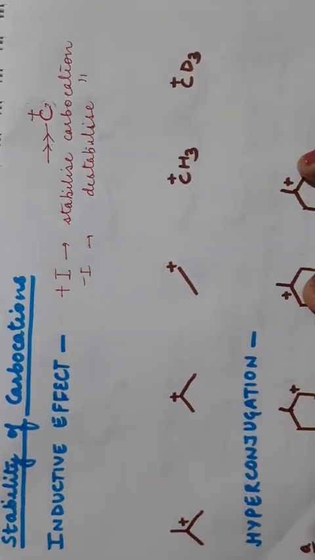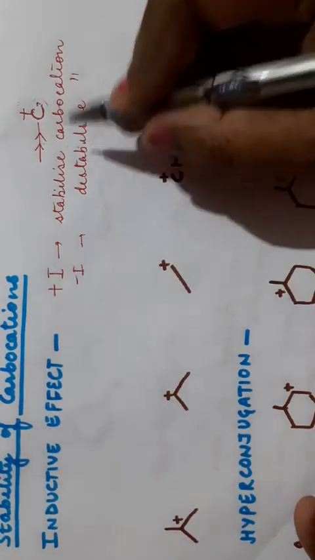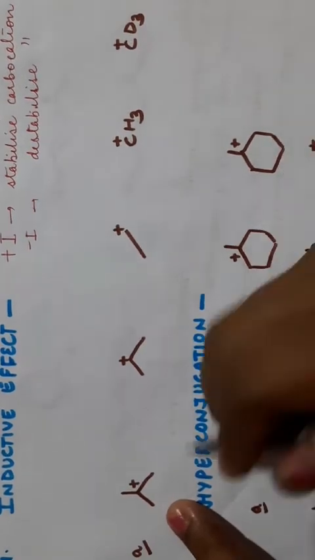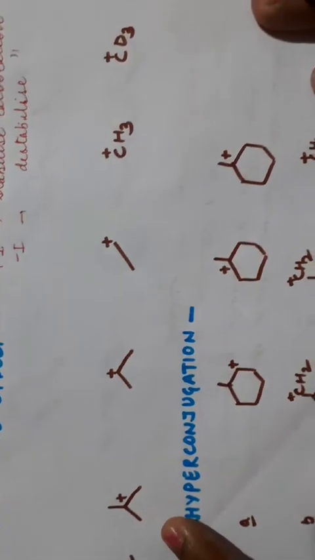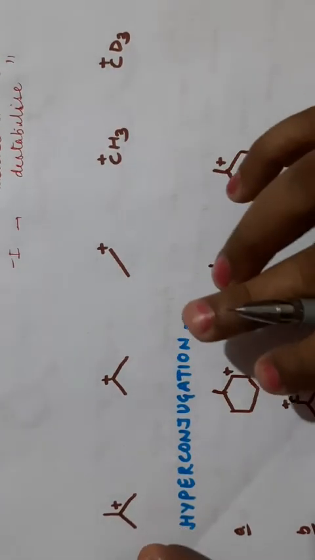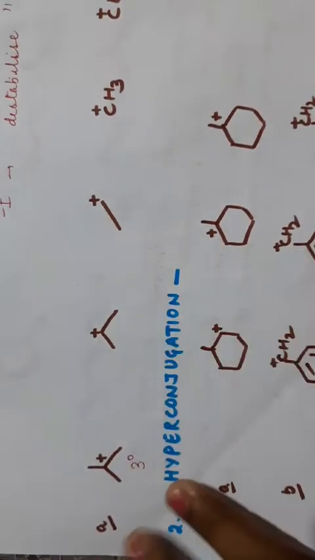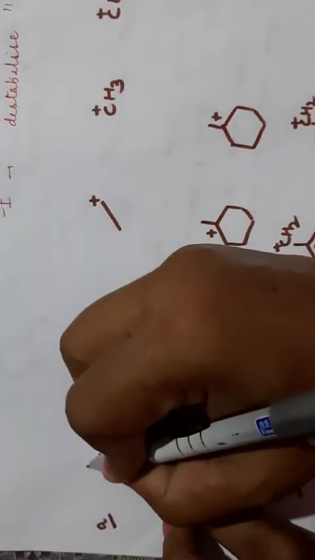So first is inductive effect. Plus I effect stabilizes the carbocation, minus I effect will destabilize the carbocation. So here we have to arrange these groups in the increasing order of their stability. Now this is 3 degree carbocation. See, this carbon is attached to 3 other carbon, it is 3 degree carbocation.